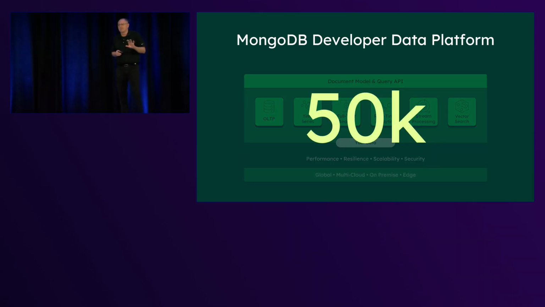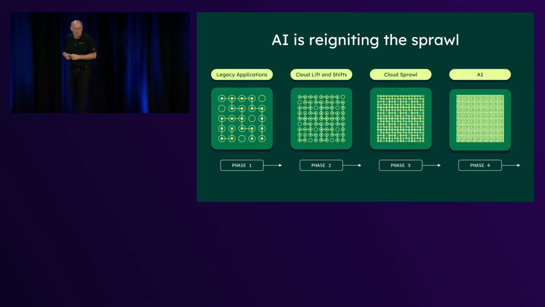Over 50,000 paying customers use MongoDB. This doesn't include our open source product. We have hundreds of thousands of deployments on our open source platform, and 175,000 developers a month are looking at MongoDB for the first time. One of the most popular, if not the most popular, databases today is MongoDB. And we continue to grow.